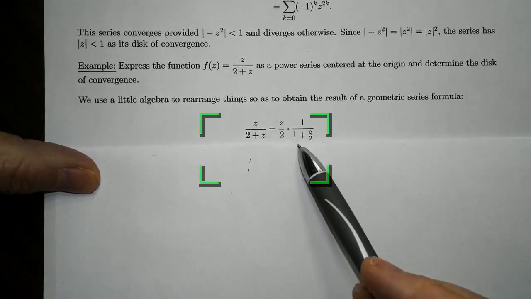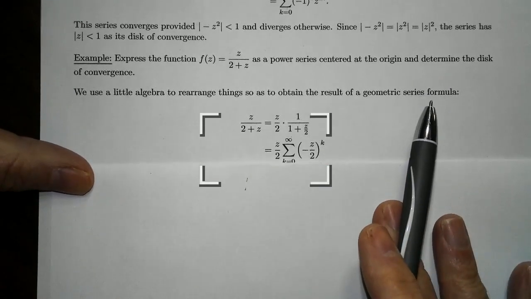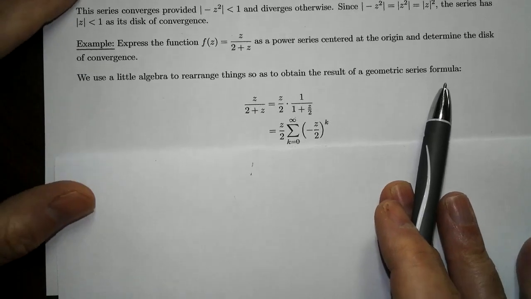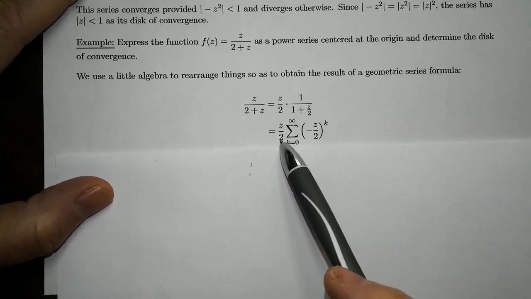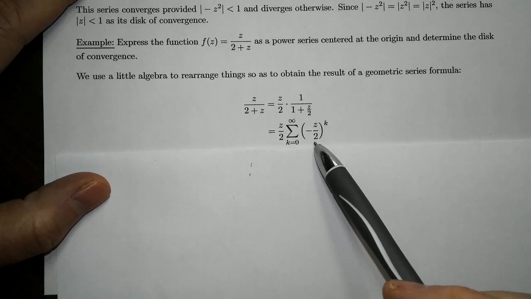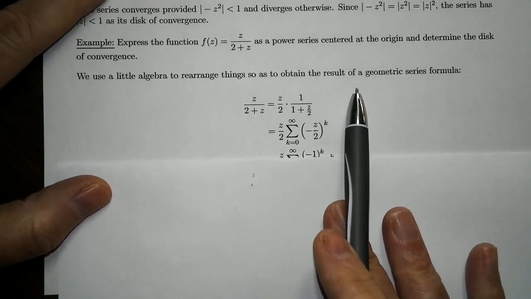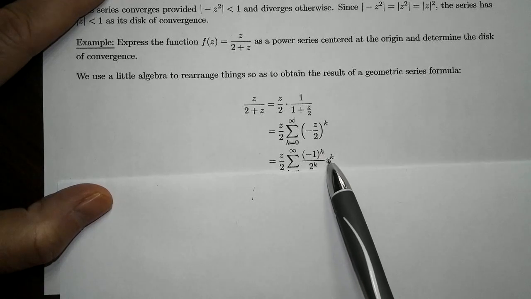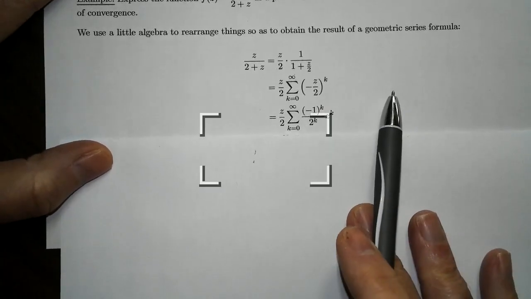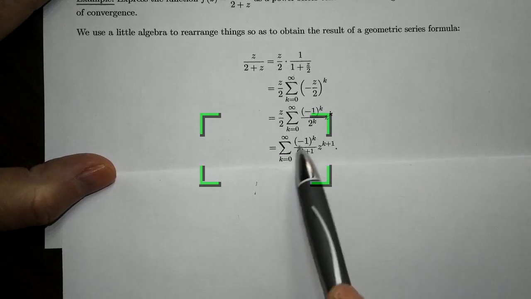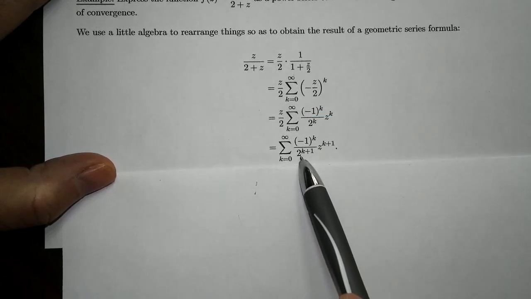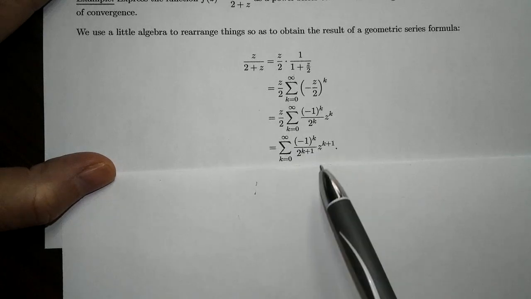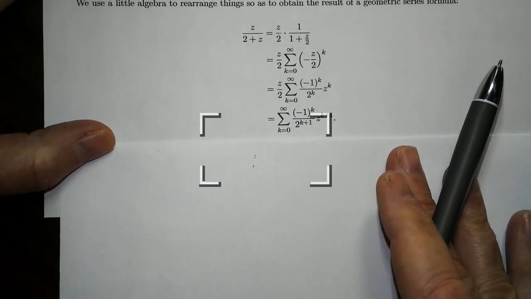Now I can expand this as a geometric series. When I do so, I get the following. I've got my z over 2 out in front still. I have minus z over 2 to the kth power. I could clean this up a little bit. This is minus 1 to the k times z to the k over 2 to the k. And then I can multiply inside to get minus 1 to the k over 2 to the k plus 1, and I'll have z to the k plus 1.